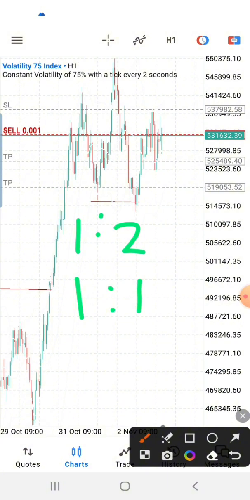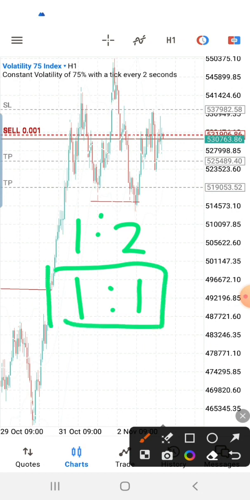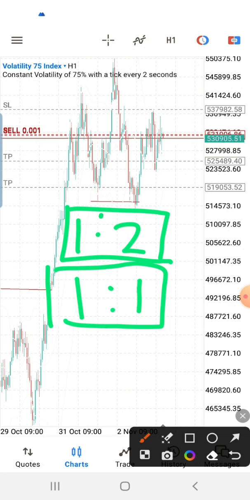What do I mean? On one of the trades, you are going to make sure that your TP is 1 is to 1, while the second one is going to be 1 is to 2. Now, you can see here, I have my first TP here, 1 is to 1. This is my entry, this is my stop loss. So I have 1 is to 1 here, and the second one is 1 is to 2.